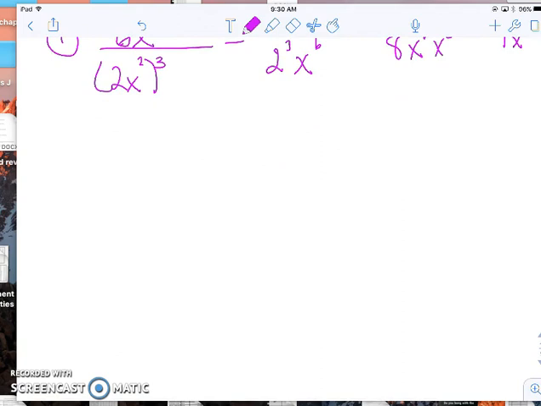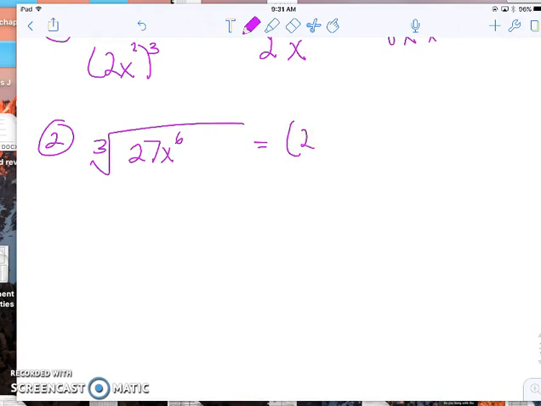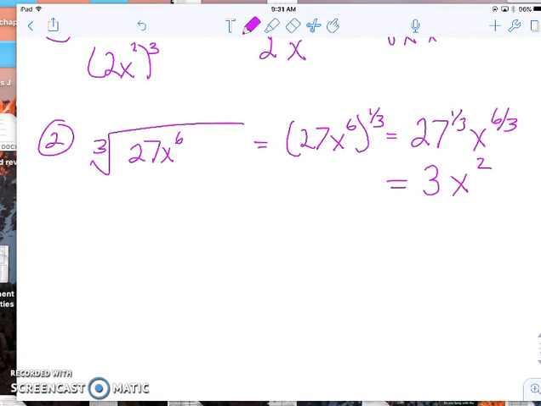If we take a look at another one here, let's say we have the third root of 27x to the 6th. Well, this is really 27x to the 6th to the 1/3. So if we multiply that in, 27 to the 1/3, x to the 6/3. So 27 to the 1/3 is 3. So 3x squared.